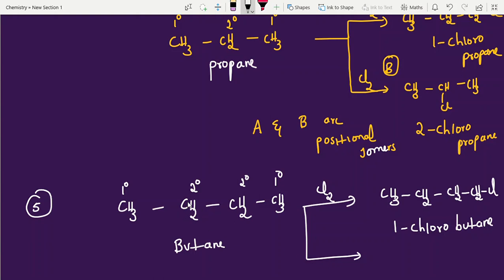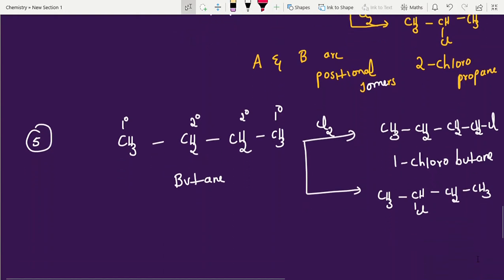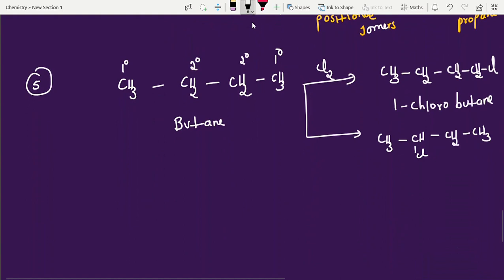Now here, either this carbon, or any one secondary carbon you can replace. CH3, CHCl, CH2, CH3. Then what do we call it? 2-chlorobutane. These two are again positional isomers. Okay, like that you will get questions.